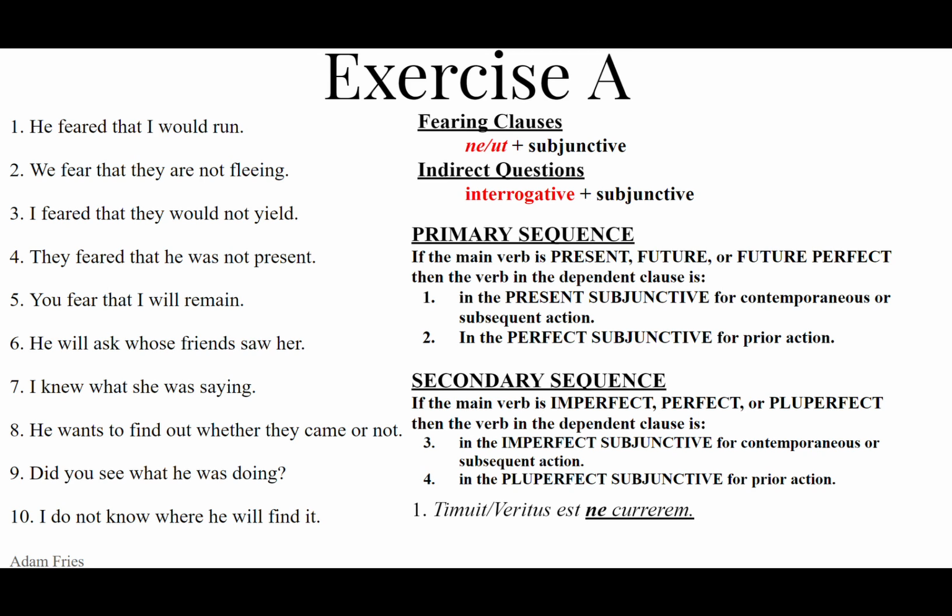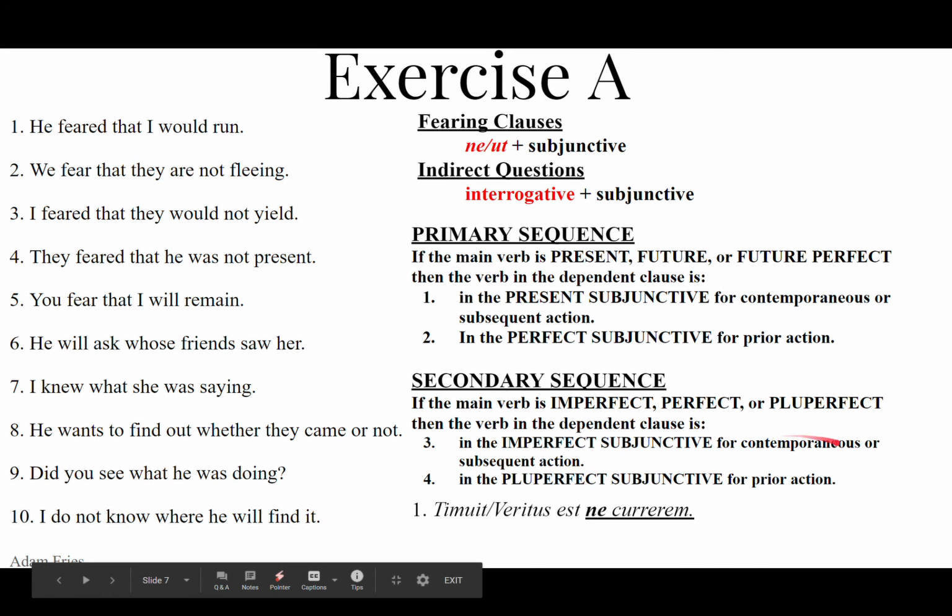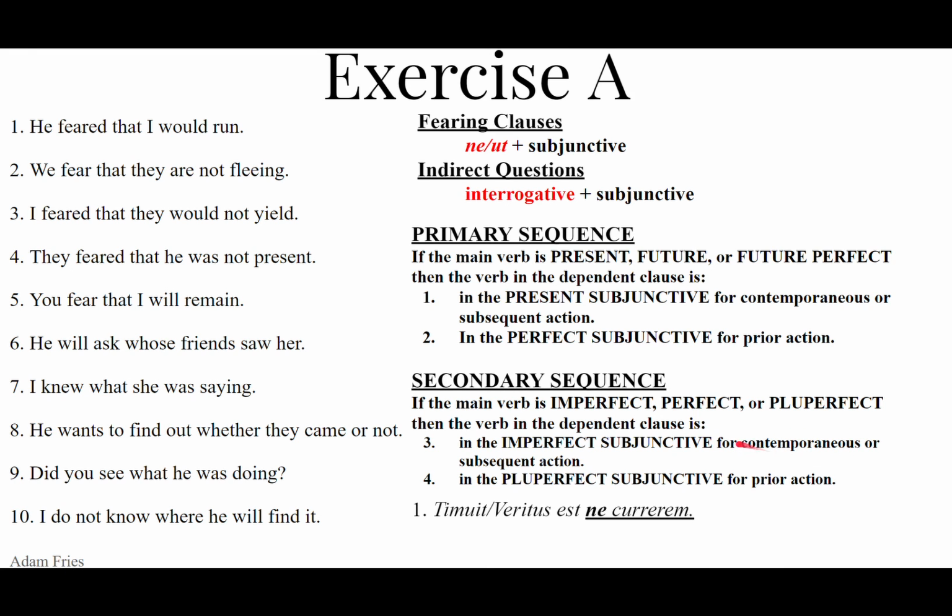What he was doing at the same time, contemporaneously that he saw it. He was doing something at the same time. Did you see that? He was doing something. So vidistine, quid, and then we want the imperfect subjunctive of facio, facere, feci, factus, faceret. Vidistine, quid faceret.